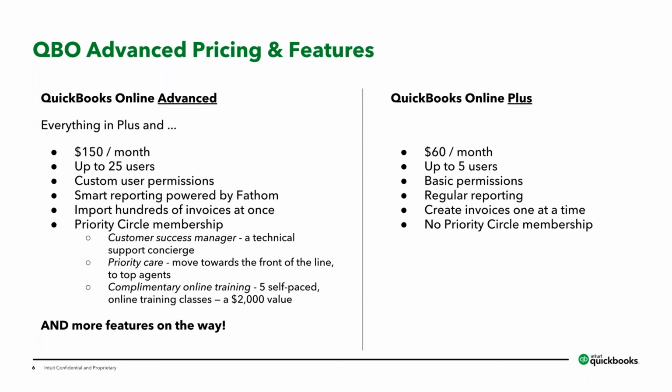We are able to import hundreds of invoices at once through a CSV file, and there is also a Priority Circle membership. The Priority Circle membership is composed of three things. You get a dedicated customer success manager. So this is someone who helps you navigate and troubleshoot your problems through the Intuit network. You also have Priority Care, which when you call into care, we will recognize that you're a Priority Circle member and you're able to skip the line and lower the amount of time that you are queuing.